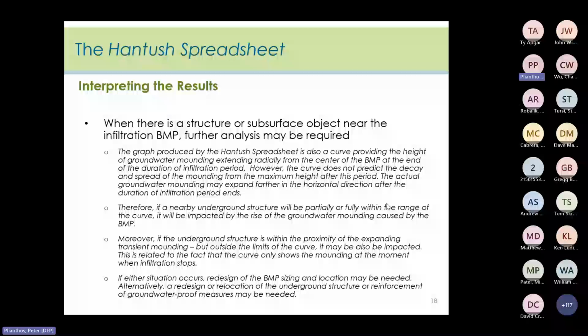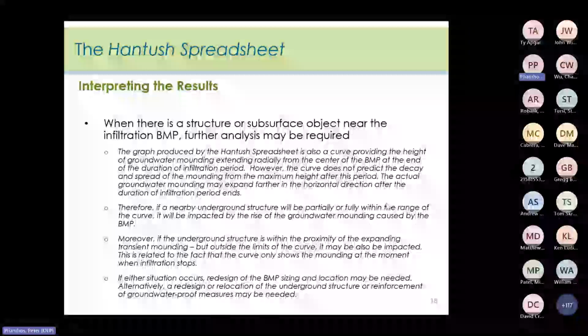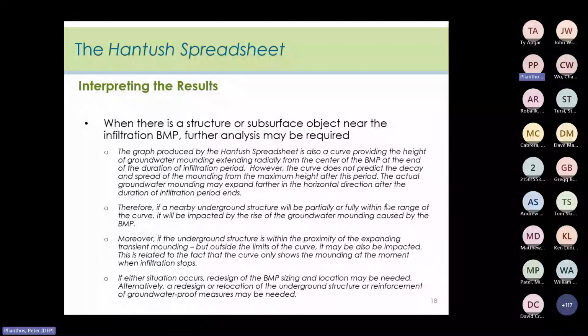There are some limitations associated with how the hand-touch spreadsheet operates. The graph produced by the spreadsheet is comparable to a snapshot in time of the mounding that occurs at the end of the duration of infiltration period. Since it's a snapshot, it does not depict what happens over time as the mounding height decays and spreads out.